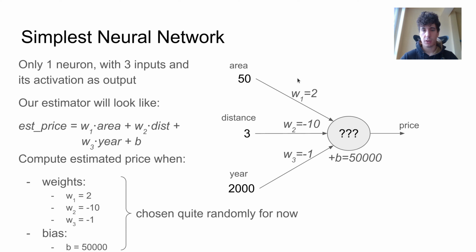Alright, so if you try to compute, it's 2 times 50, 100. We have minus 30, so we have 70. And we have minus 2000, so it's 1930. And plus 50,000, well, this will be huge. It will be almost 50,000. It's actually 48,000 and something.